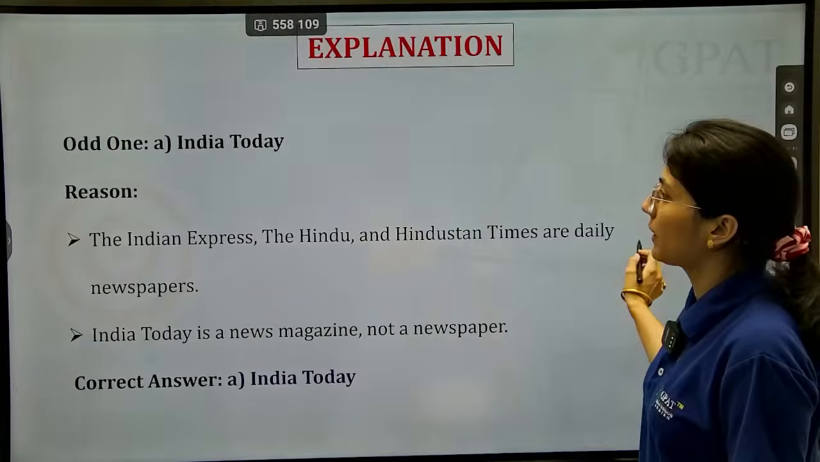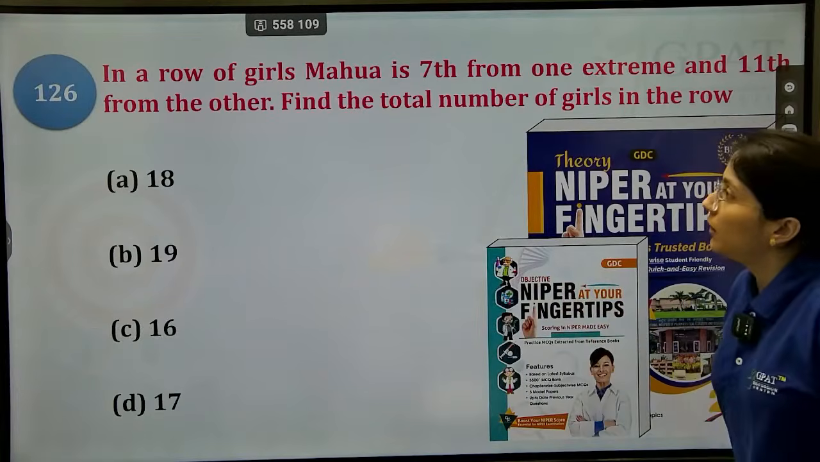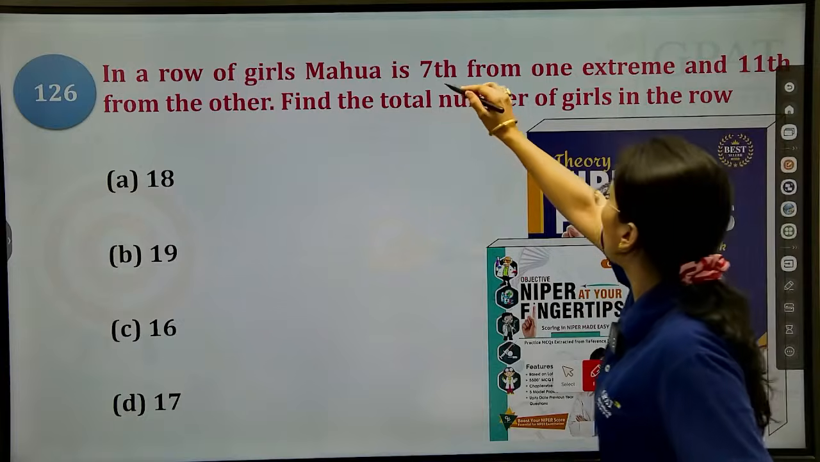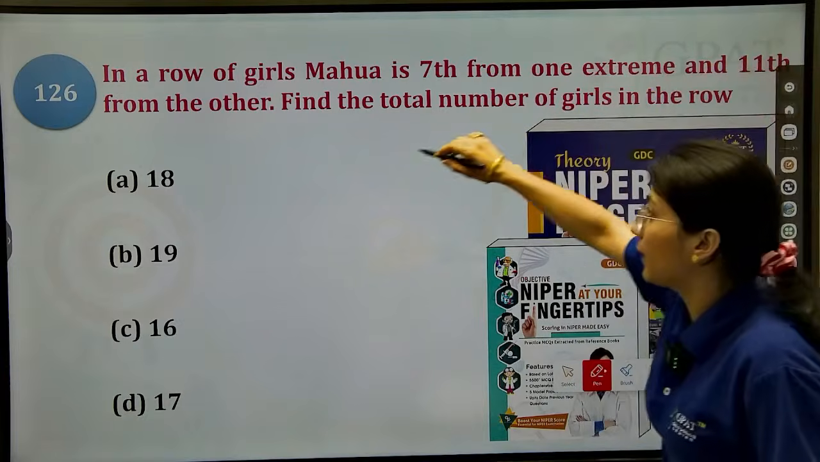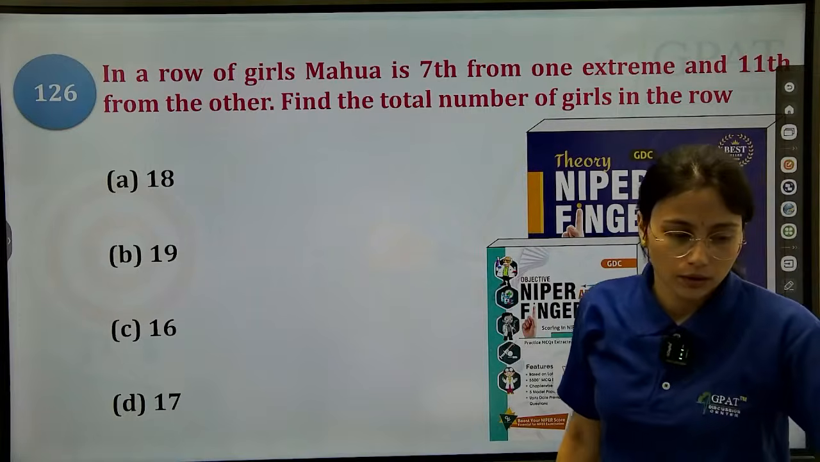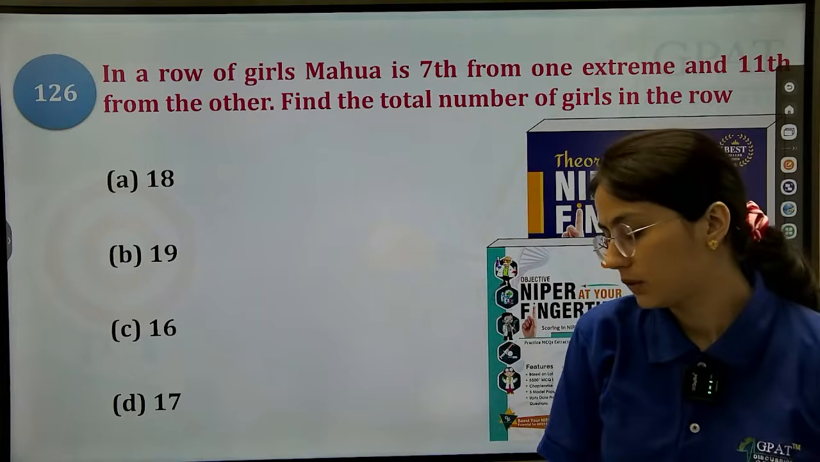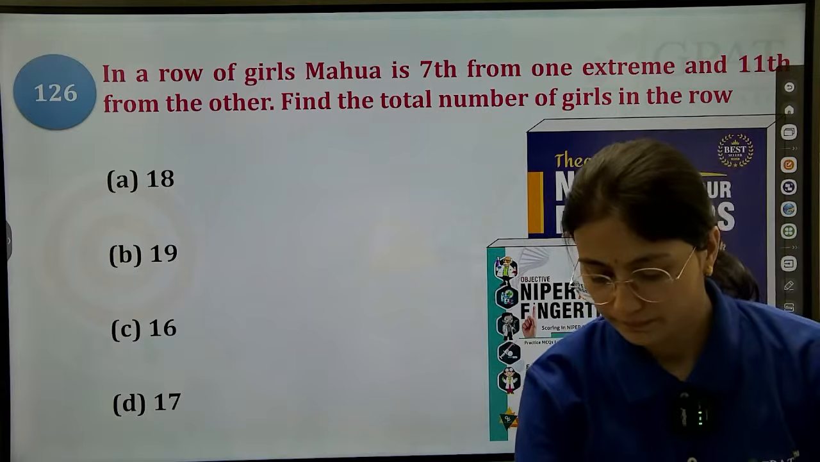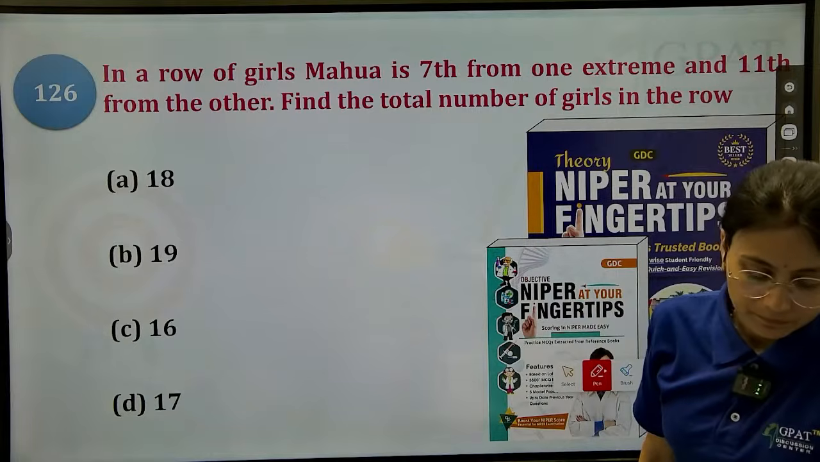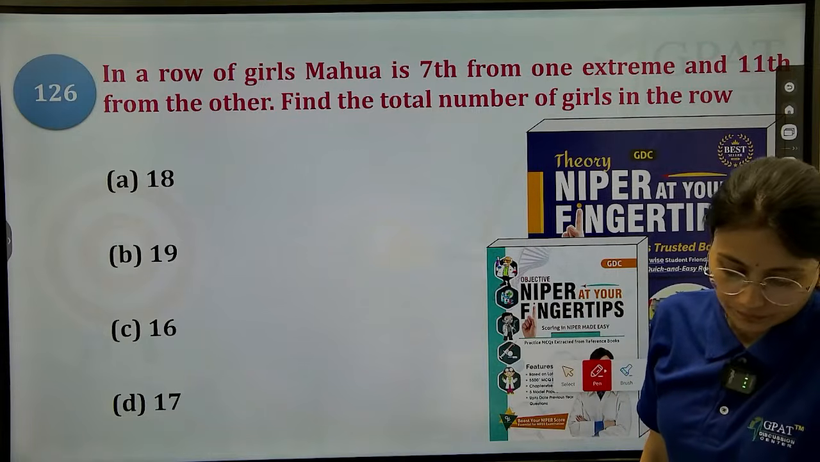Now move to the next question, that is question number 126. In a row of girls, Mahua is 7th from one extreme end and 11th from the other. Find the total number of girls in the row. So you have to find the total number of girls. Anyone?